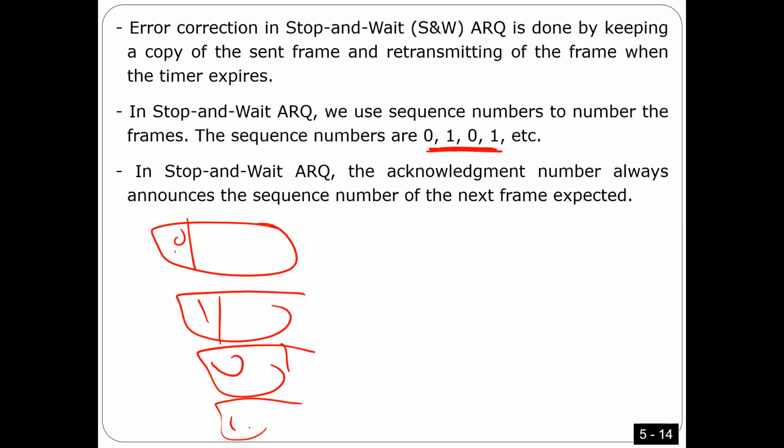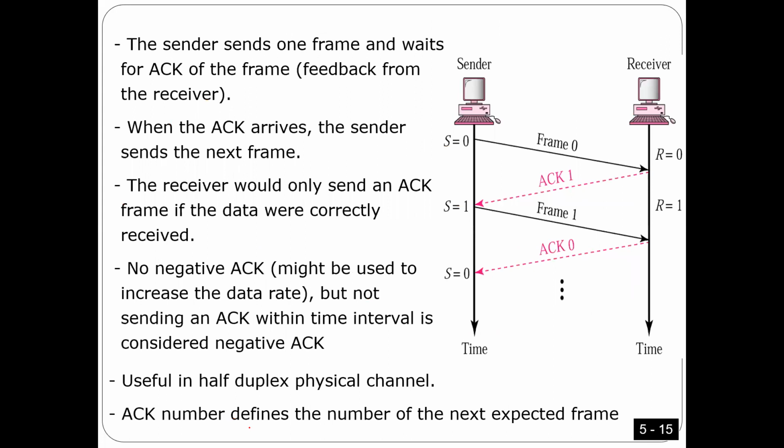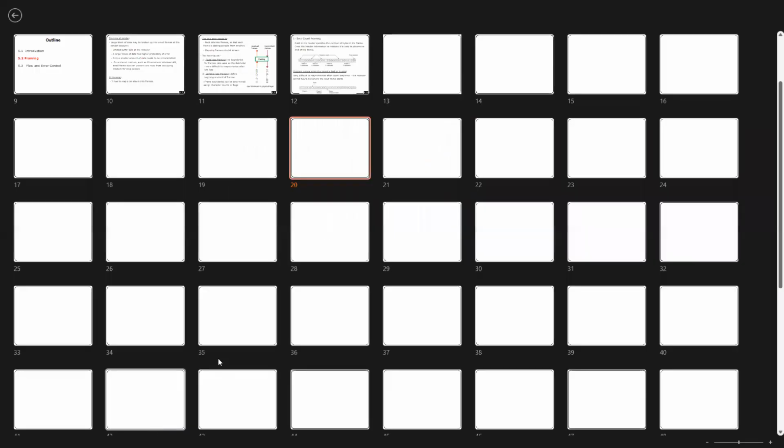The idea is that I'm going to transmit a frame, and then I'm going to wait. I'm not going to transmit a second frame. For every frame I transmit, I'm going to wait until you confirm whether you received it or not. You send me an acknowledgement, so I'm going to wait. Okay, as you see here.